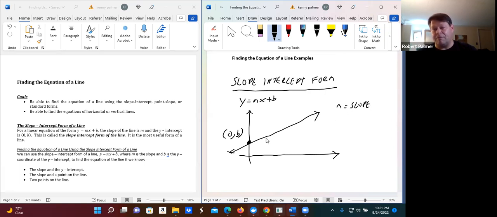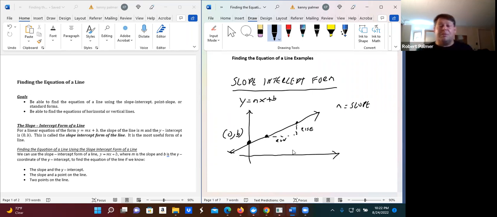Remember the idea of the slope. Think about some point on this line. Any 2 points on the line. And imagine this triangle we form. Remember, slope is rise over run. This is your run, the bottom. And this is your rise.